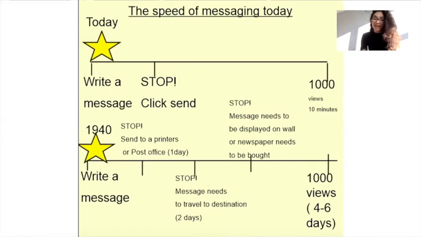So all in all, you would get around 1,000 views of that message, but you wouldn't get it in 10 minutes like you would today. Back in 1940, it would take you around 4 to 6 days. So basically a week.